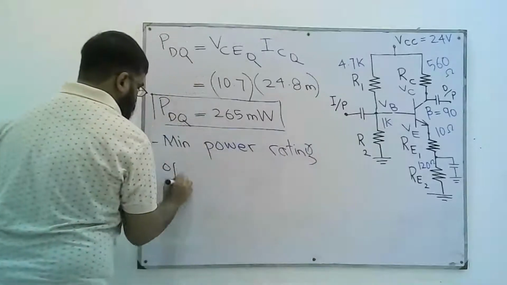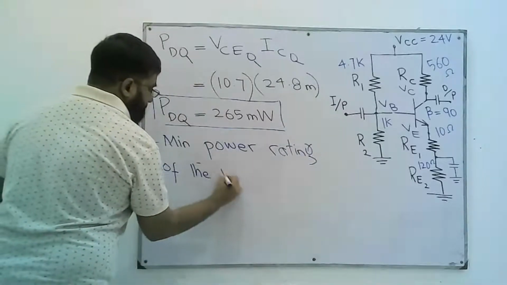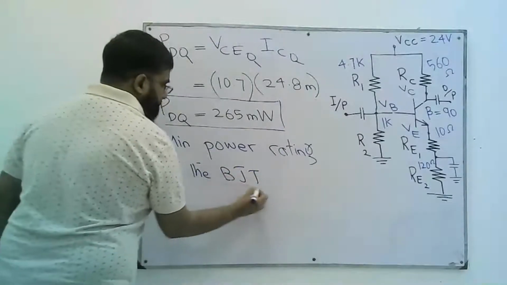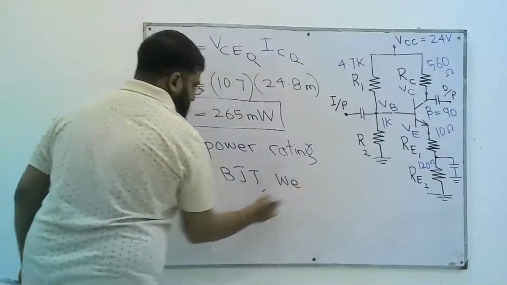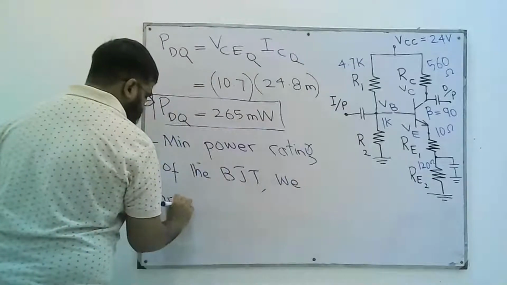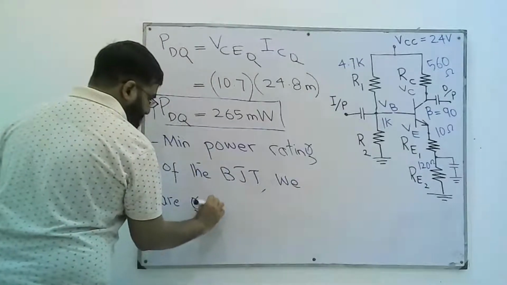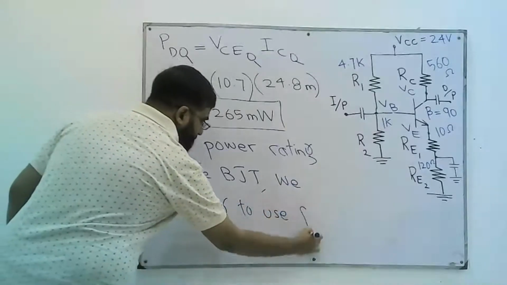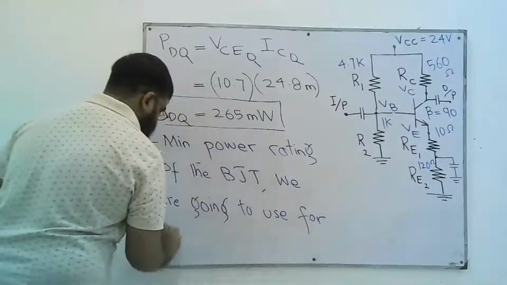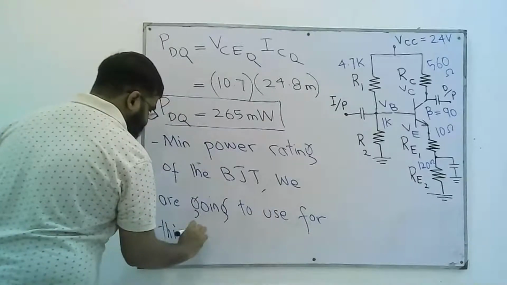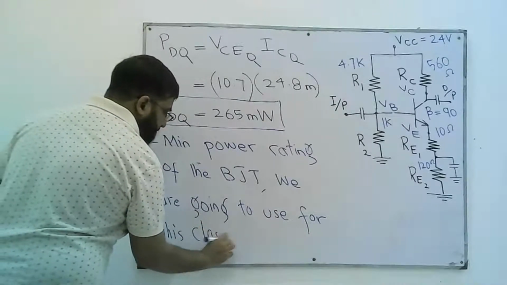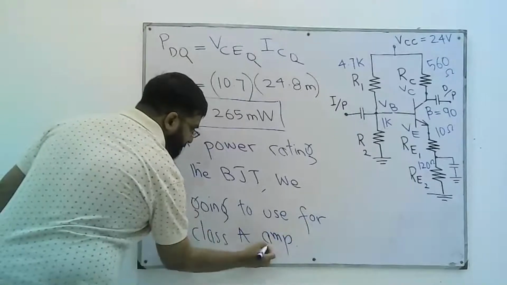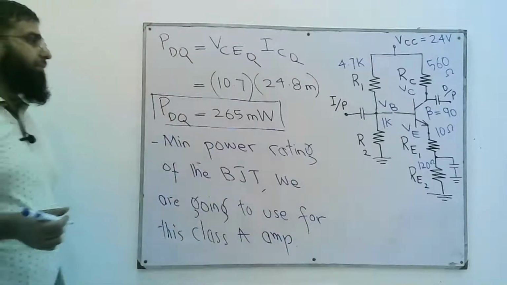This is the minimum power rating of the BJT we are going to use for this class A amplifier. For this class A power amplifier.